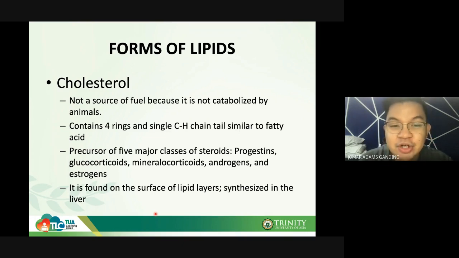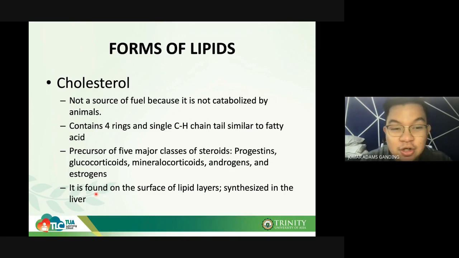Precursor of five major classes of steroids such as your progestins, glucocorticoids, mineralocorticoids, androgen, and your estrogen. Makikilagay, an example of your glucocorticoids is your cortisol. An example of your mineralocorticoids is your aldosterone. Okay? Your aldosterone. So, androgens, these are your sex hormones, and of course, your estrogen. When we say androgens, these are male hormones like testosterones. Ayan. So, those are your androgens.